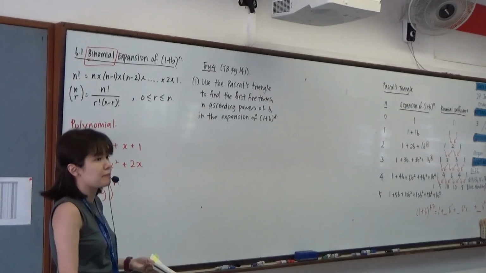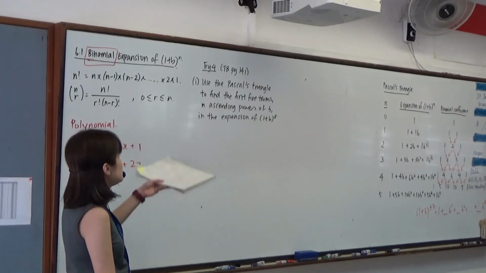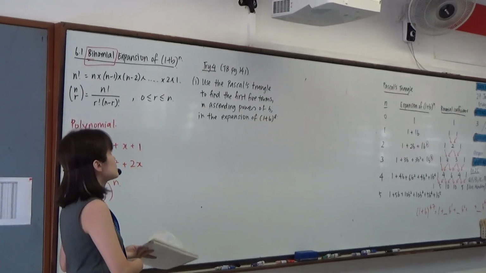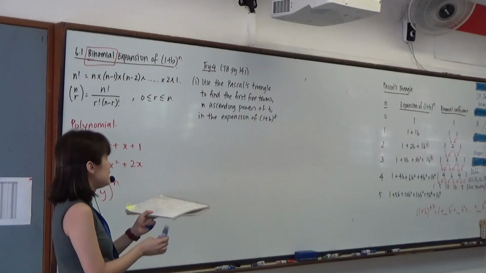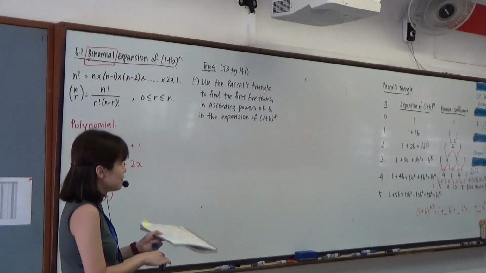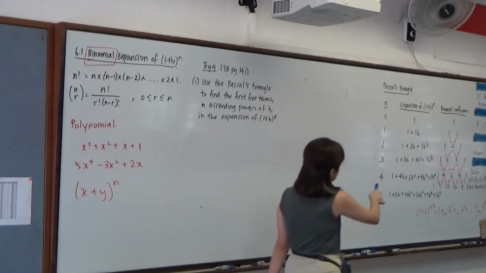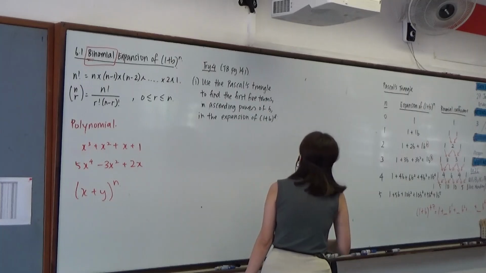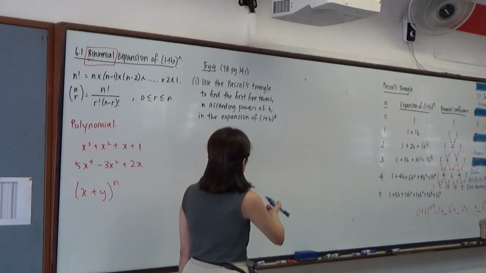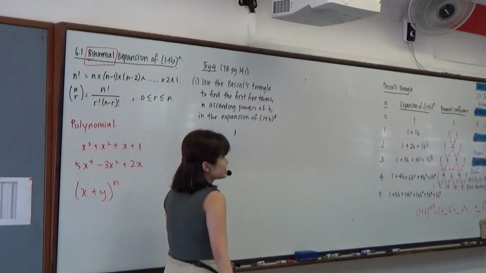Where they want you to use Pascal's triangle is that it specifically says: use Pascal's triangle to find the first 5 terms in ascending powers of b in the expansion of (1 + b) to the power of 8. In my triangle earlier on, I already have up to 5. If I really want to start from scratch, I know that it must always start with 1.